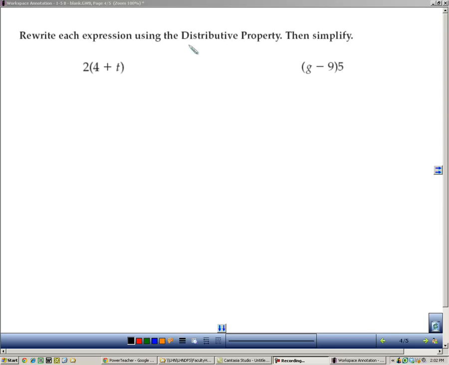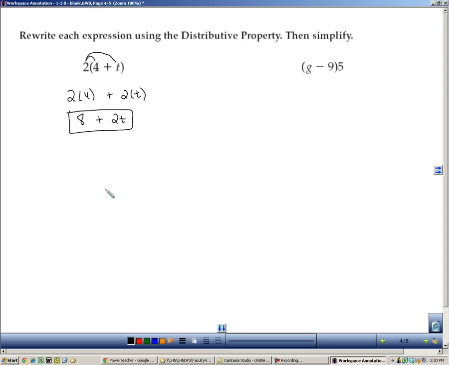In these examples, we're going to use the distributive property to simplify, because remember, if you want an expression that's in simplest form, it has to have no parentheses. Well, the 2 is being multiplied by the group, so I can distribute it, meaning multiply the 2 times the 4, and the 2 times the t. 2 times 4 is 8, and 8 plus 2t. Now we have to ask ourselves, can we combine those? Are those like terms? Do they have exactly the same letter and exponents? And the answer is no. So this has no like terms, so it's already simplified.